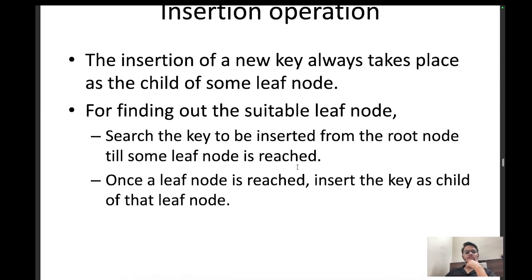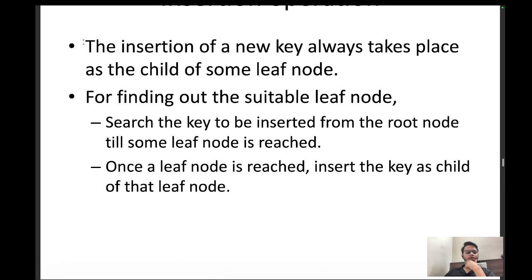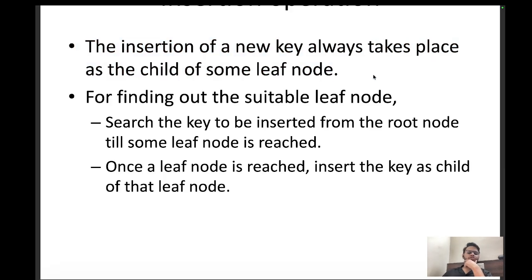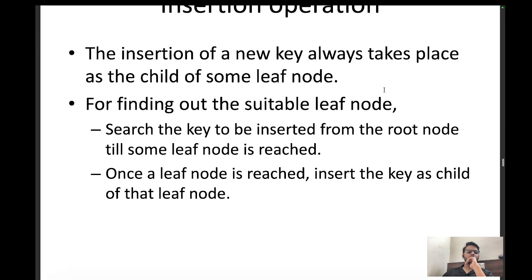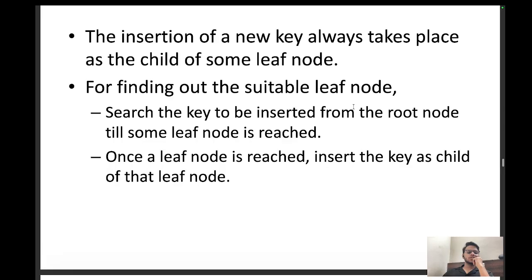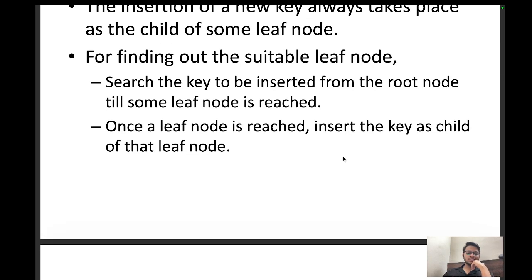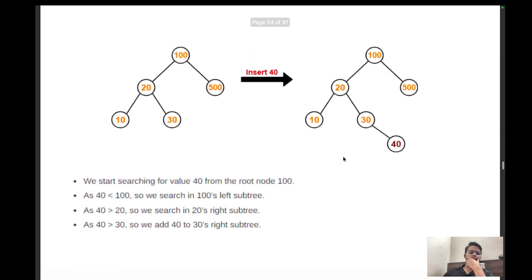Now for insertion, let us read this point and see what is written over here. The insertion of a new key always takes place as a child of some leaf node. For finding the suitable leaf node, search the key to be inserted from the root node till some leaf node is reached. Once a leaf node is reached, insert the key as a child of that leaf node.